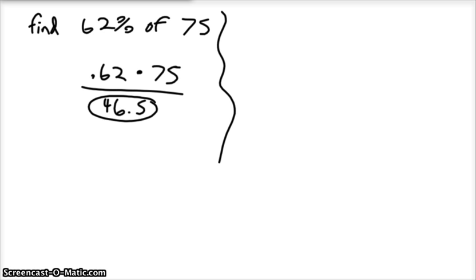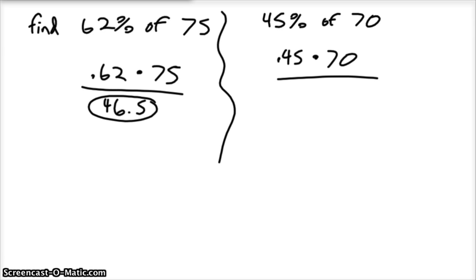So here's another example. It's asking us to find 45% of 70. Alright, so change it to a decimal, 0.45 times 70, and our answer is 31.5. Alright, these problems will go really quick, no doubt. Alright, let's turn the page.